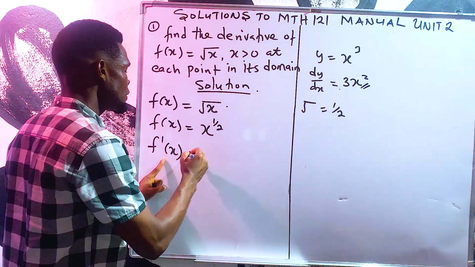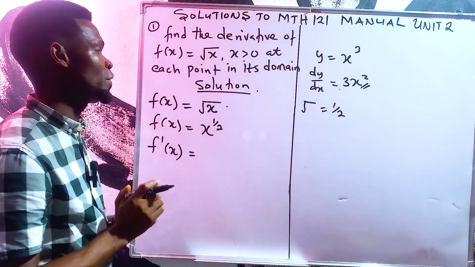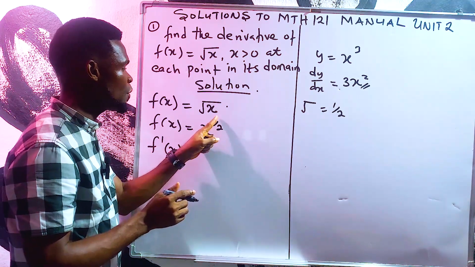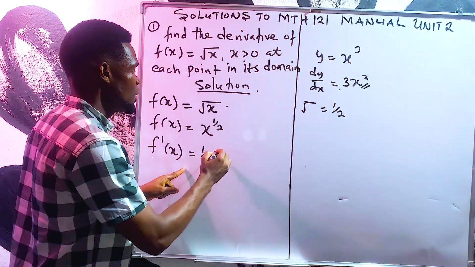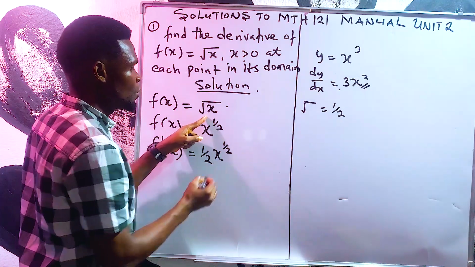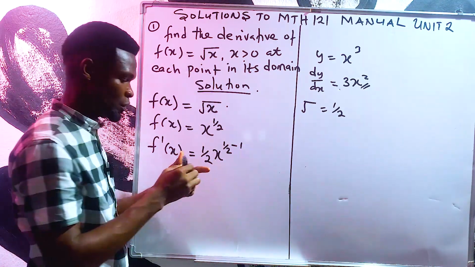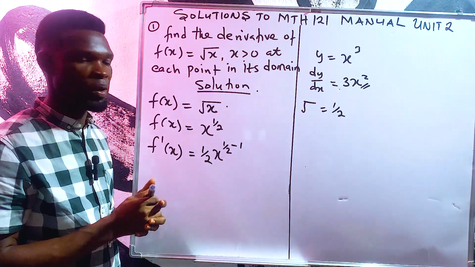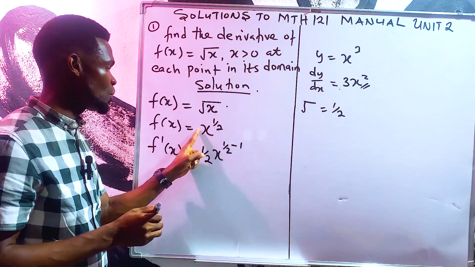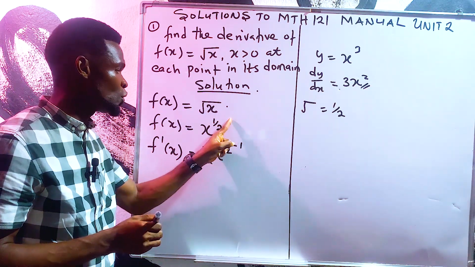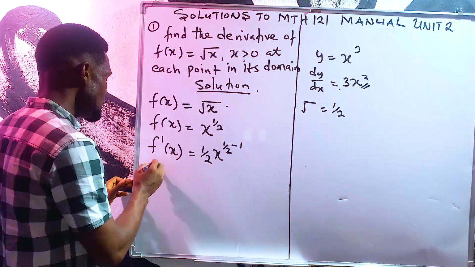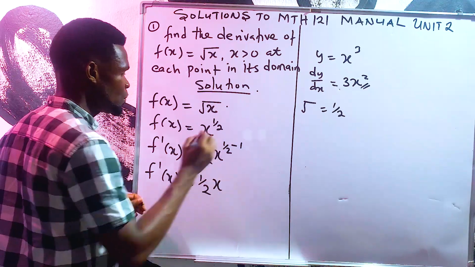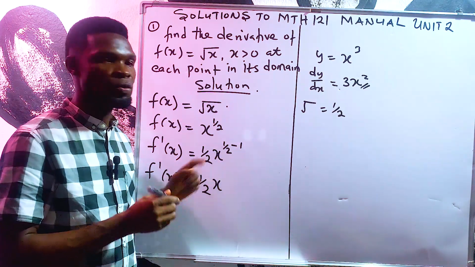So f prime of x is equal to, remember the simple way to differentiate, power times coefficient. So the coefficient is 1. Half times 1 is half. Then x raised to the power half, don't forget, minus 1. Power times coefficient, then subtract 1 from the power. Alright, so half times 1 is half, then half minus 1. Which means that f prime of x is equal to half x raised to the power half minus 1.